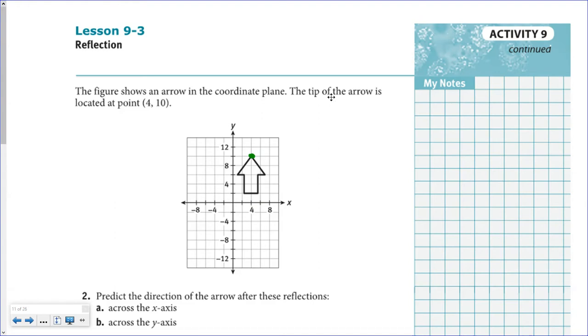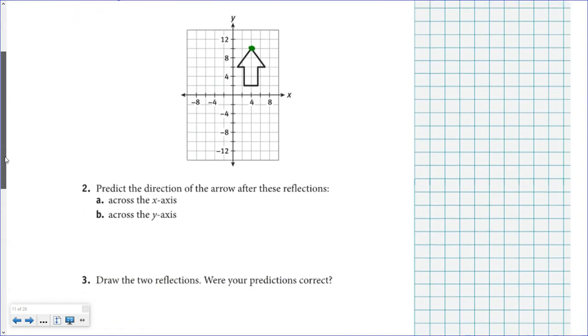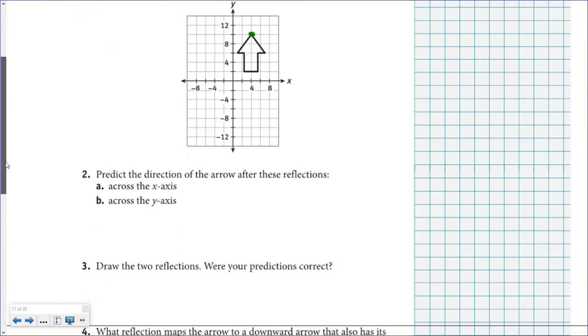So they want you to predict the direction of the arrow after these reflections across the x-axis and the y-axis, and then to actually draw them and determine if your predictions were correct. So you can predict what you think will happen, and I'm going to show you using the patty paper how you can do these drawings.